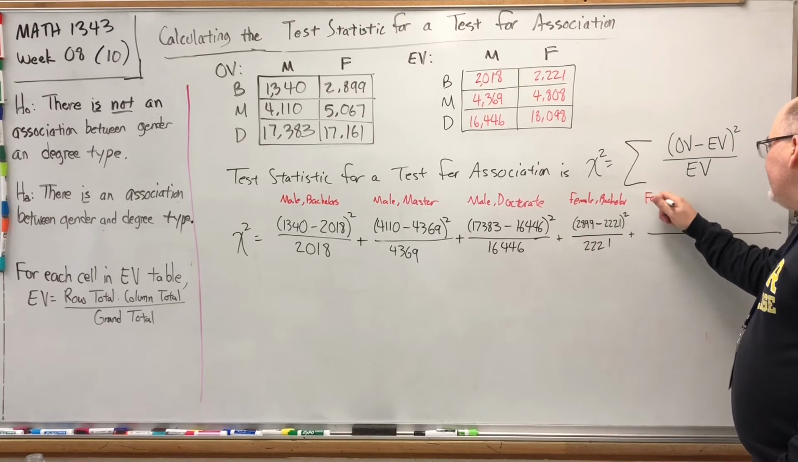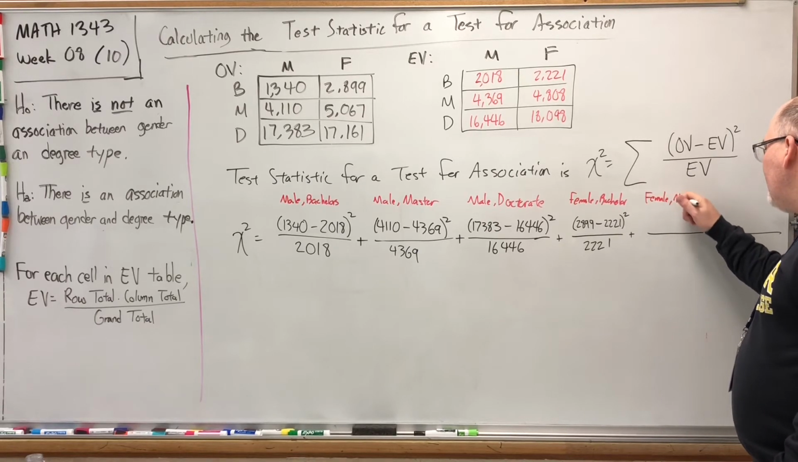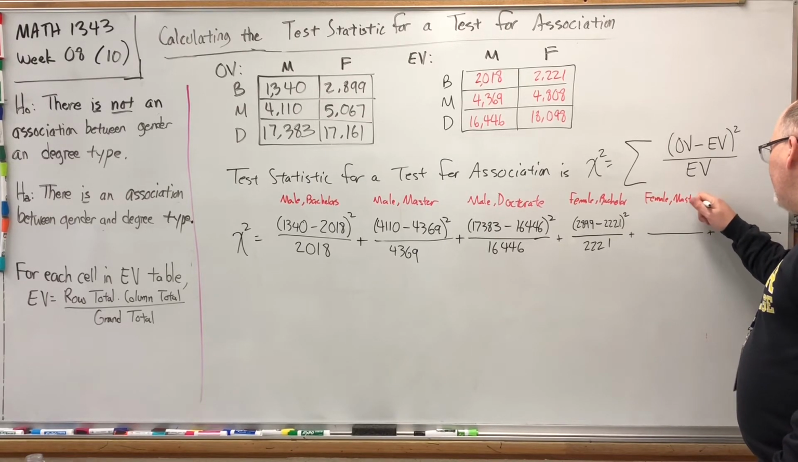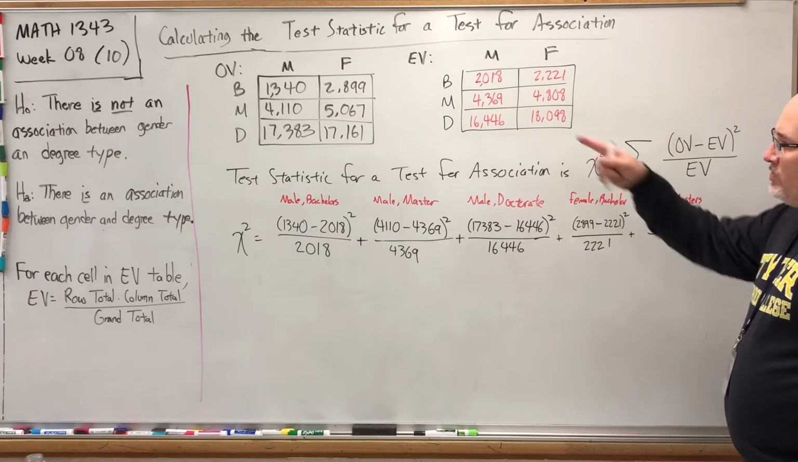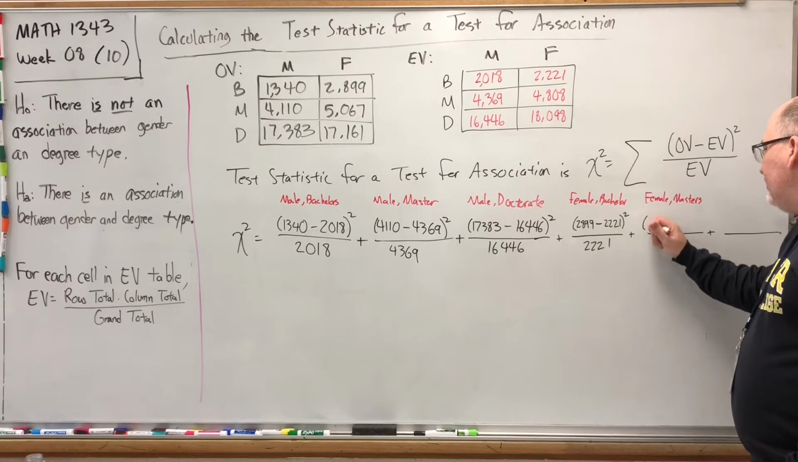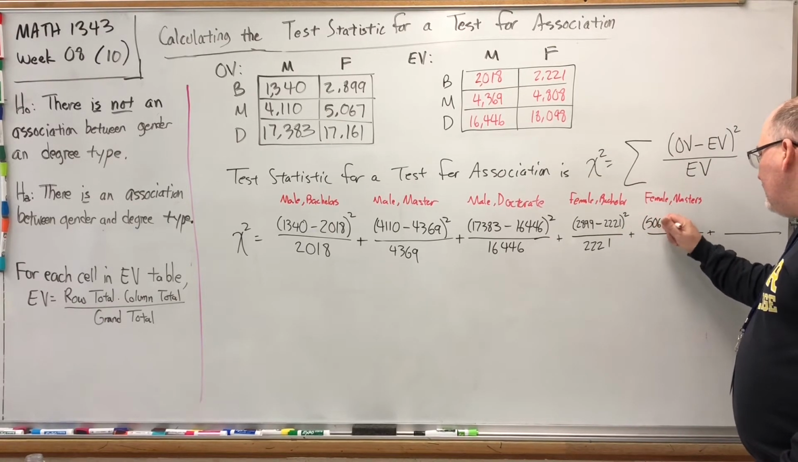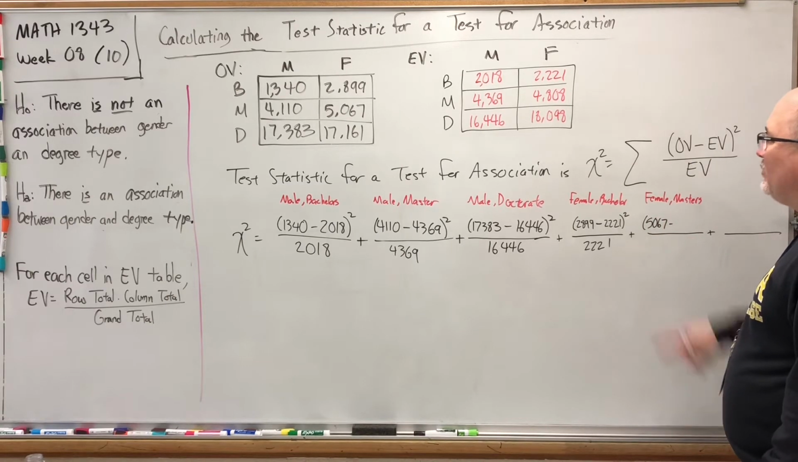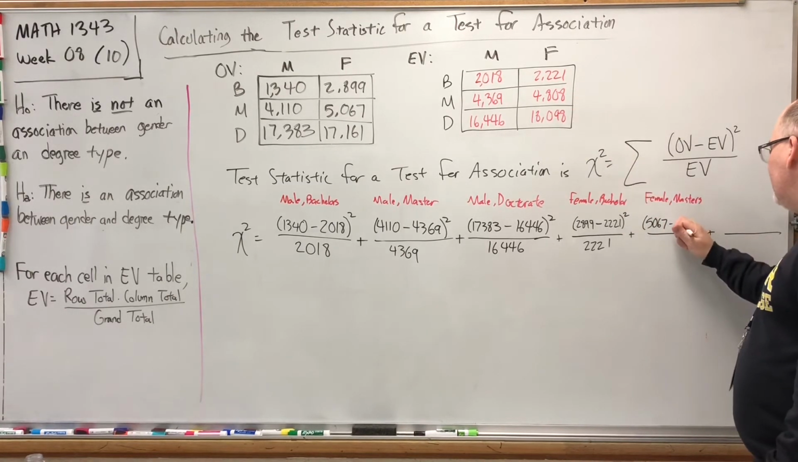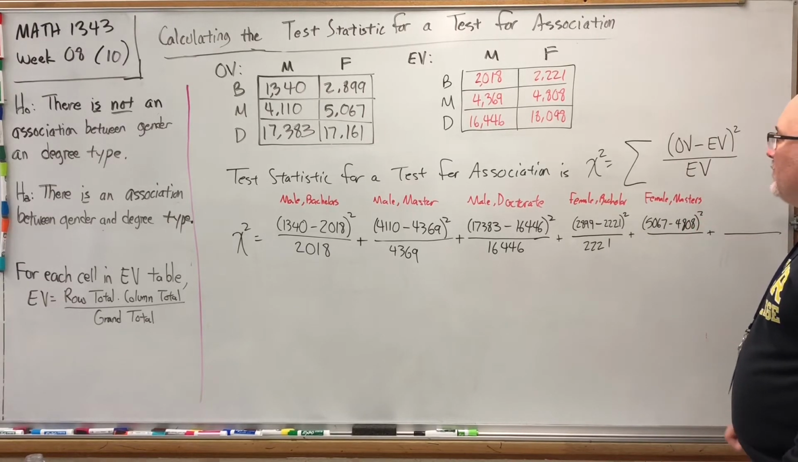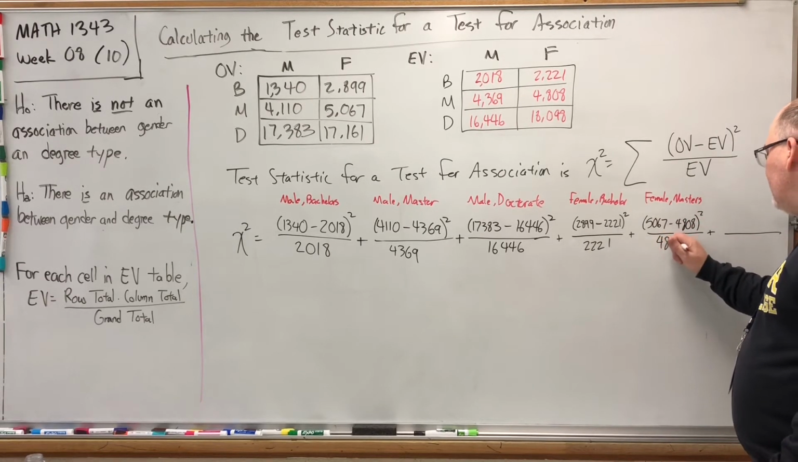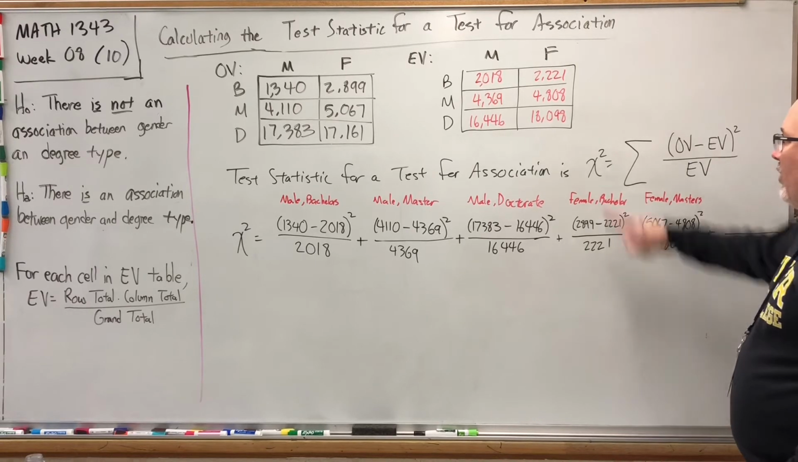For females who receive master's degrees, what we observed was 5,067 minus what we expected was 4,808. That difference will get squared and compared to 4,808, compared to what we expected.